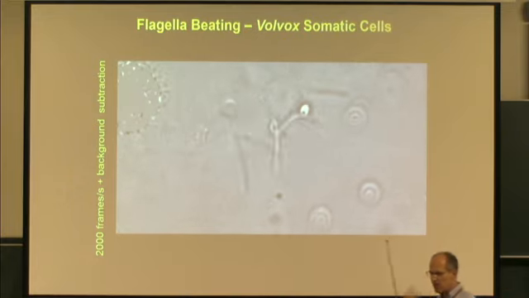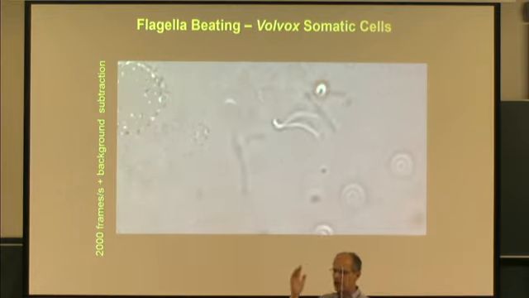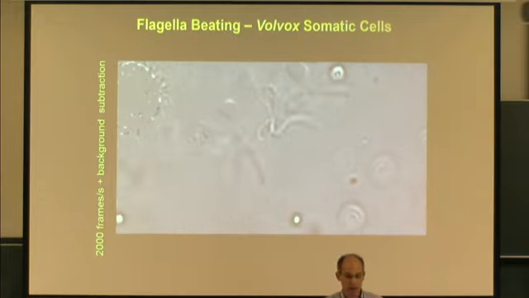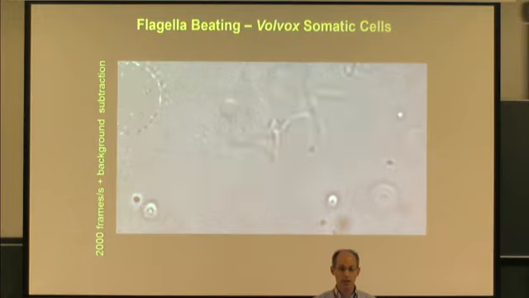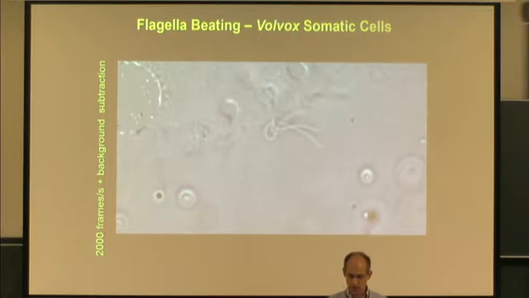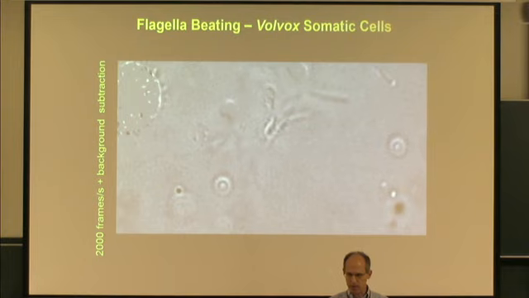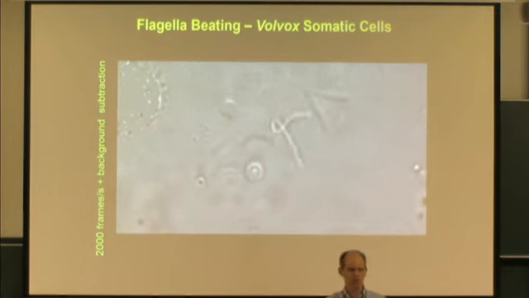And I just want to read that into the record that we're talking about motile organisms that have to have their flagella on the outside. Yes? At this stage, are the germ cells inside? Yeah, this is an adult, so the germ cells are inside. Okay, so now I'm going to segue, just one second, into the real purpose of today's talk.